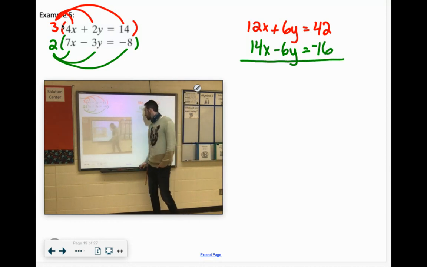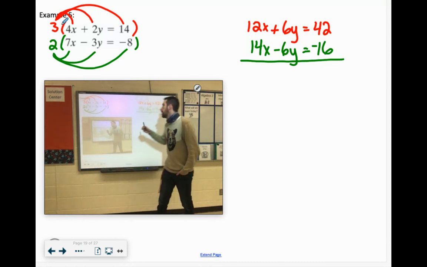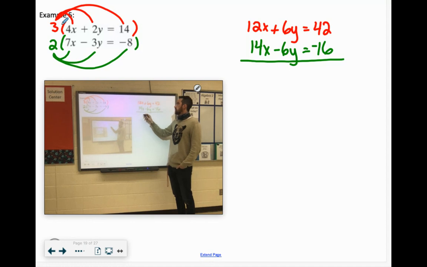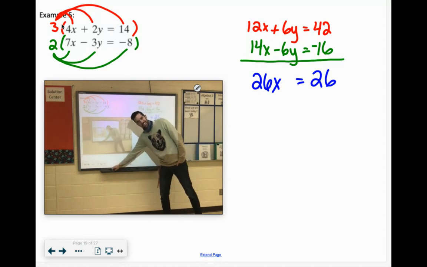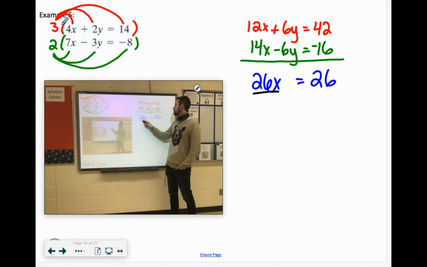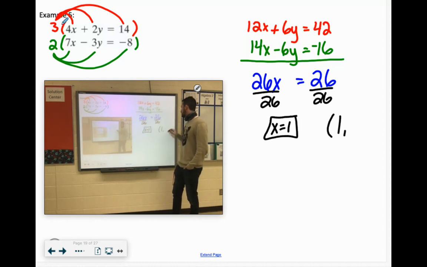Now if you look, we've got our y's matched up. Now it's just normal. 12x plus 14x is 26x. We have no y's. 42 plus negative 16 is 26. 26x equals 26. We've got to divide both sides by 26. And 26 divided by 26 is positive 1. So that's part of our answer there.